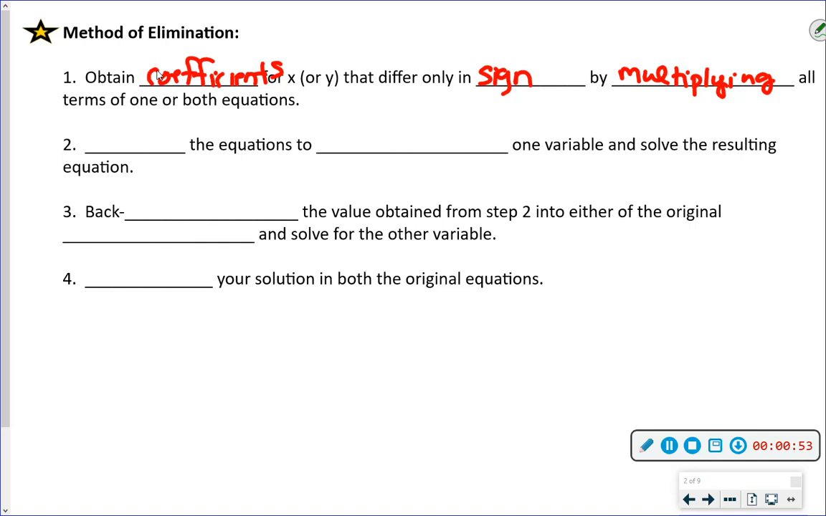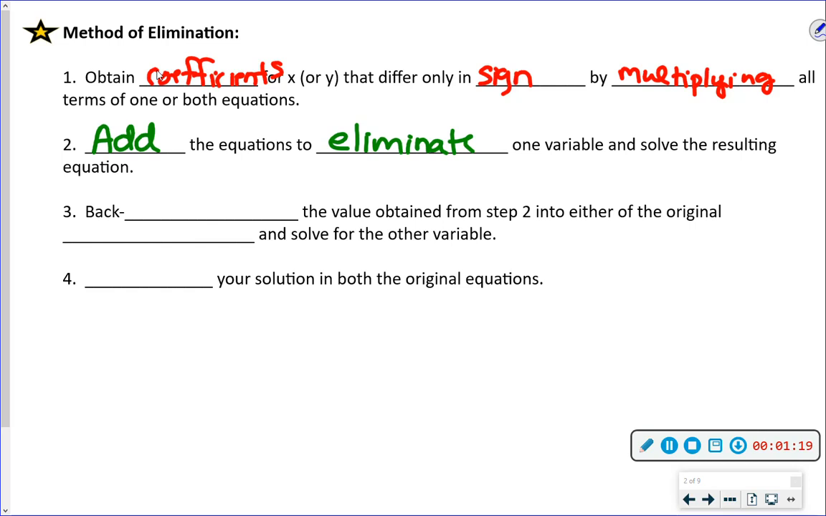Remember, you do not have to multiply both equations. You may only need to multiply one equation. We are looking for a 10x and a negative 10x, whatever I have to do to make that happen. Once we've done that, we are going to add the equations to eliminate. That's why it's called elimination. One variable, and solve the resulting equation.